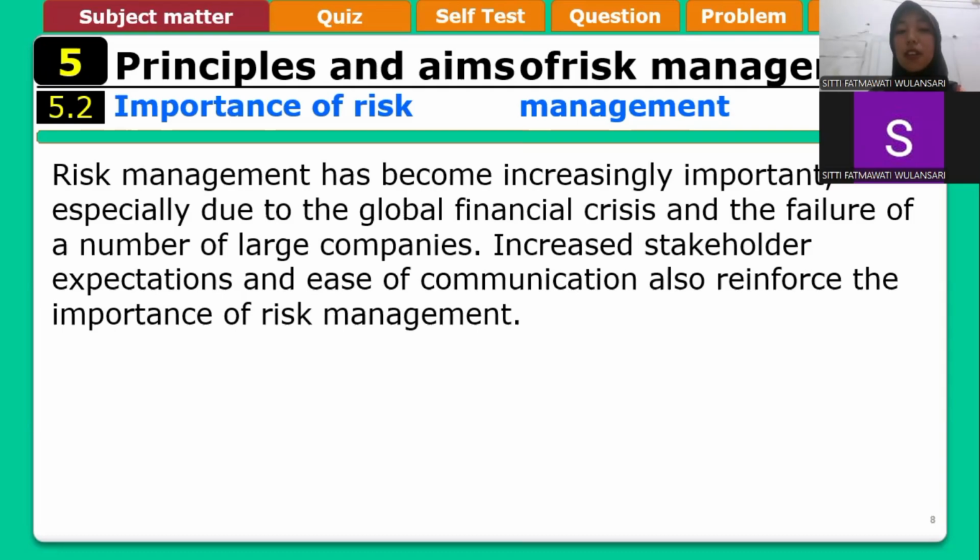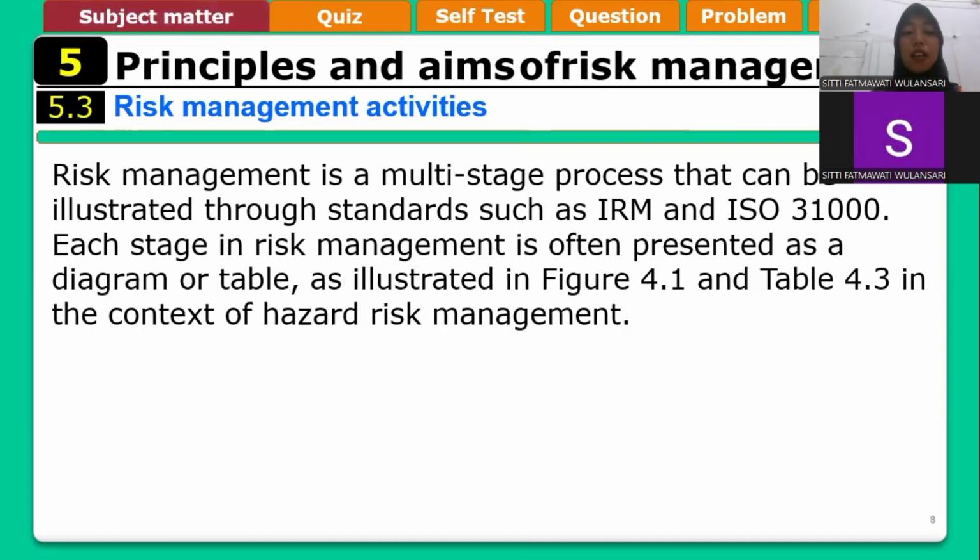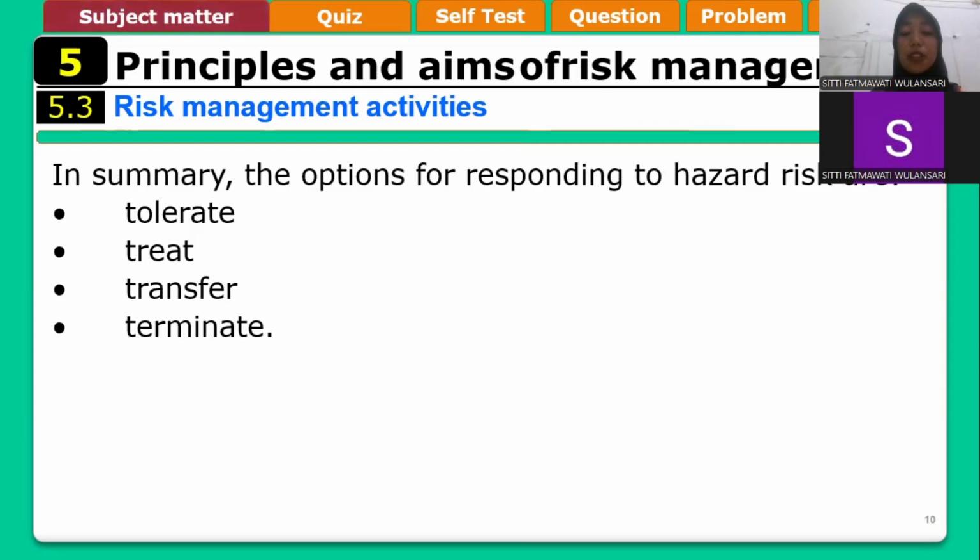Two important components of such assurance are that the... So for the slide about 5.3, Risk Management Activities, in summary, the options for responding to hazards, we have four.